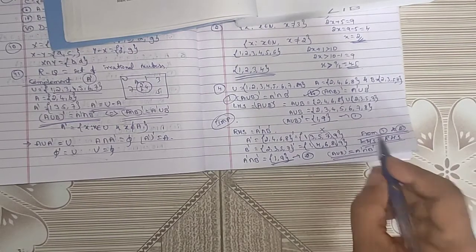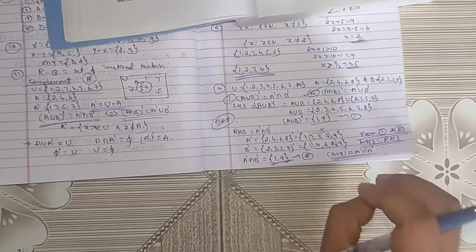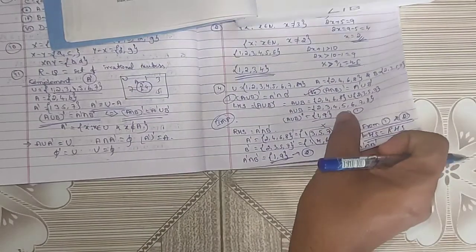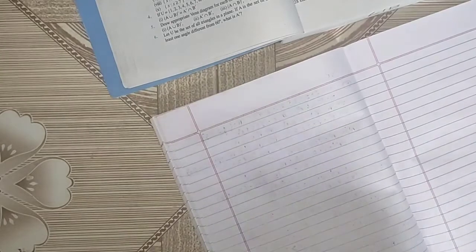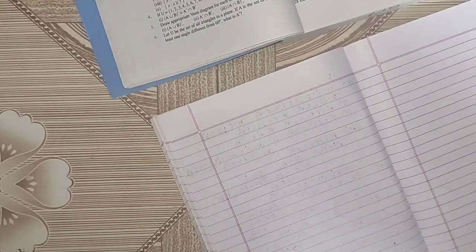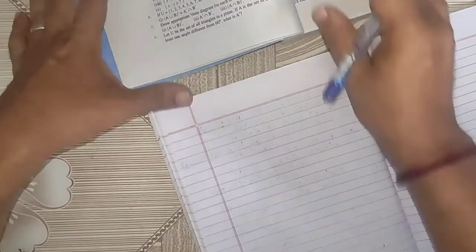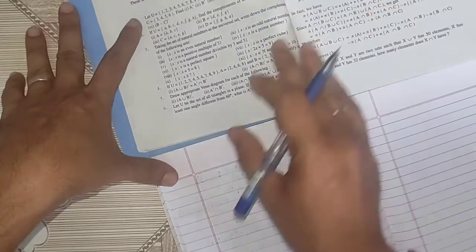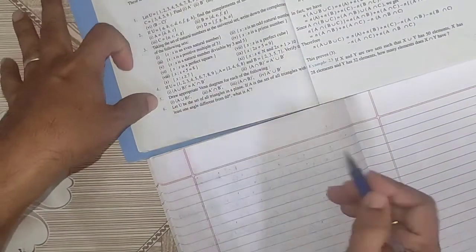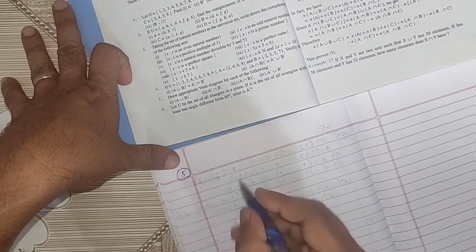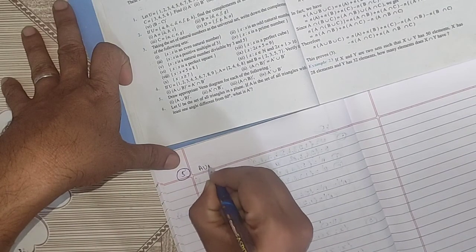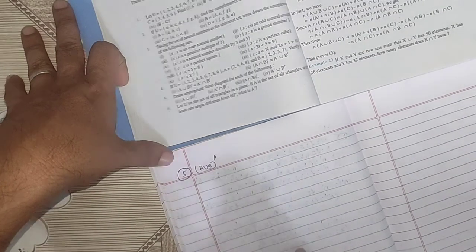1, 3, 4, 5, 6, 7, 8 and 9. So both the sides we are getting the same result. Clear? So now the fifth one is: draw an appropriate Venn diagram for the following. First one is (A union B) complement.